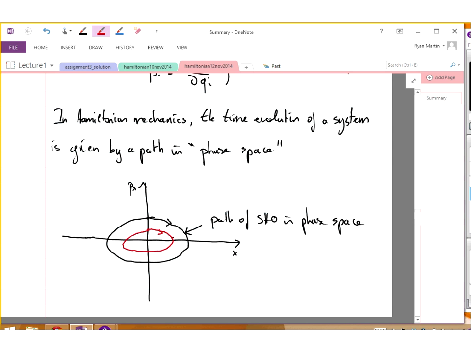And so of course you can picture the simple harmonic oscillator oscillates between two extreme values in x, and its momentum is highest when it's in the middle between those two extreme values. So intuitively the diagram makes sense as well.